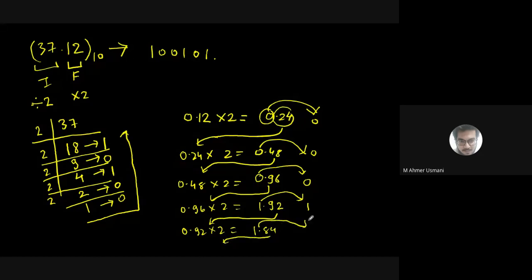We stop here because we have done 5 different multiplications. So how to follow this? The integer part is followed from bottom to top, and the fraction part is followed from top to bottom. This is the sequence that I will follow. So after the point, what do I write? I'll write 00011. Is this part clear? Yes, sir. This is what I get in binary.